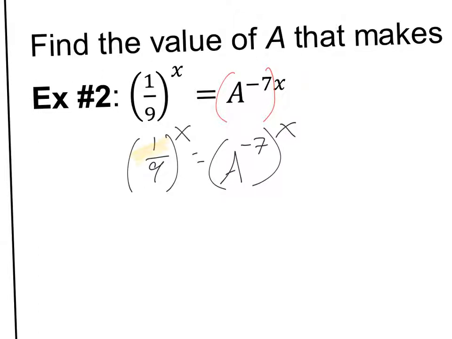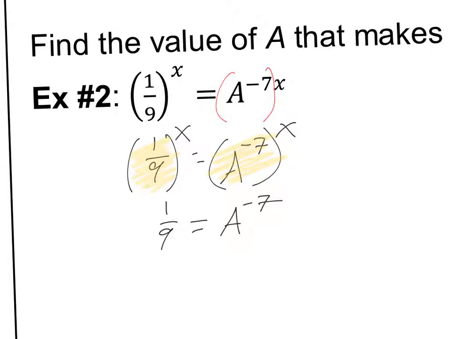So I'm just really thinking about what's inside here now. And so if I rewrite this, this is just like saying 1/9 has to equal a to the -7th. I don't even care about the x's anymore because I already know that what's inside these parentheses has to be equal because this whole thing is equal.